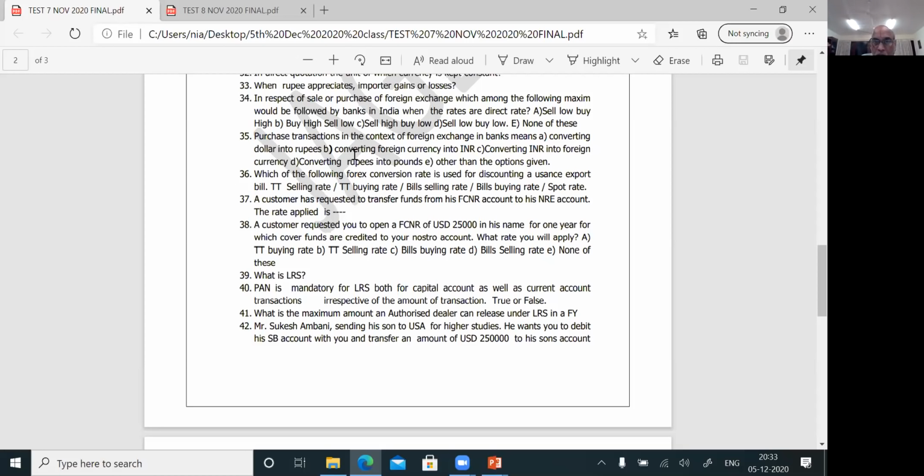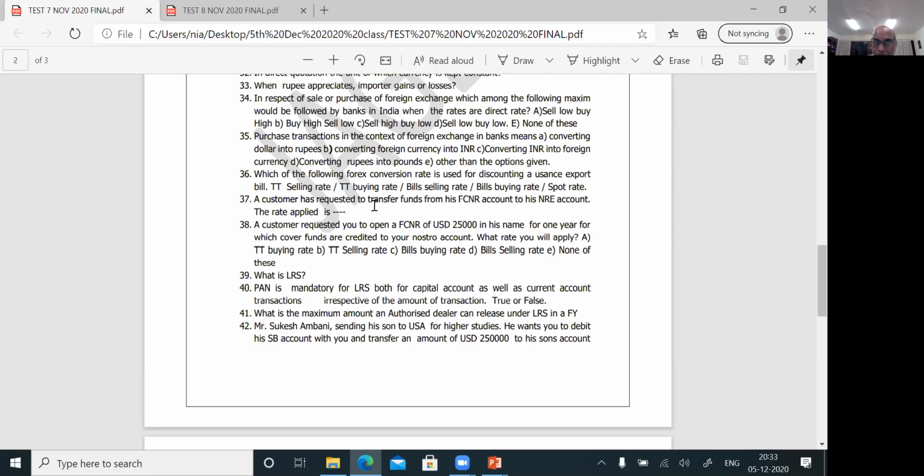Okay, so the answer for question number 36, which of the following forex conversion rates is used for discounting a usance export bill, is bills buying rate. Discounting a usance export bill means you are purchasing forex from your exporter, the forex bill, the usance bill, and then discounting and giving the money. You are purchasing the forex, so you apply the bills buying rate. So for question number 36, answer is bills buying rate.